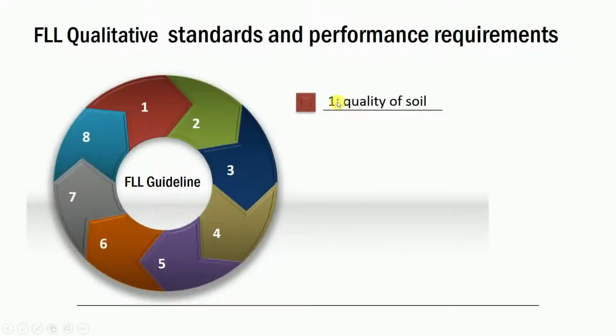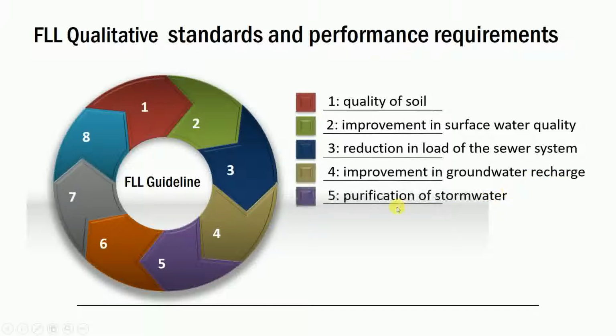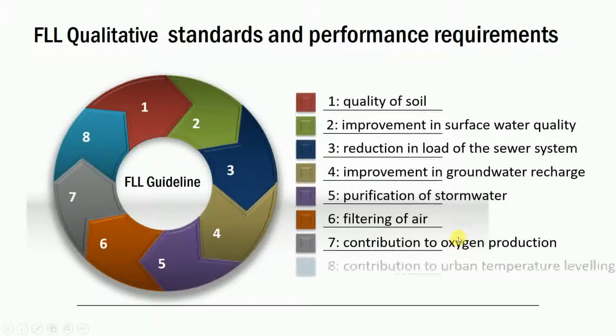So there are 8 qualitative components: quality of soil, improvement in surface water quality, reduction in load of the sewage system, improvement in groundwater recharge, purification of stormwater, filtering of air, contribution to oxygen production, and contribution to thermal temperature leveling. I mean, if you want to build a green roof technology, then your technology should have these criteria. Without these criteria, FLL will not certify you.